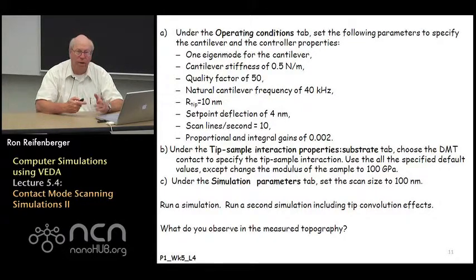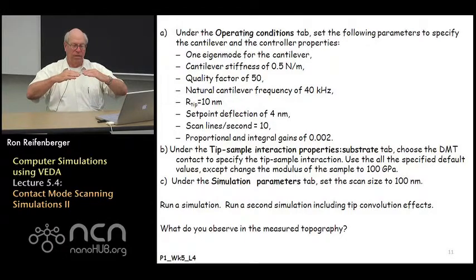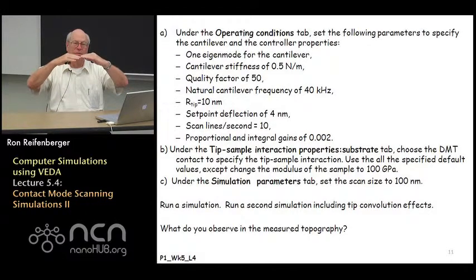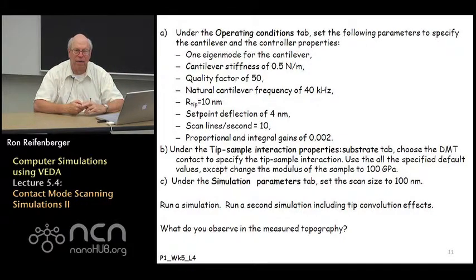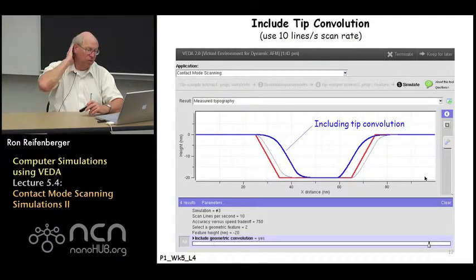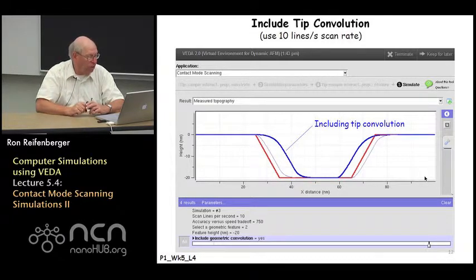For this case, I'm going to use 10 lines per second. I'm going to have a 2 nanonewton set point force. That's what the Z controller is going to move the substrate with respect to the tip in order to keep this 2 nanonewton force constant. It's going to do as good a job as it can, given these feedback parameters for the proportional and integral gains. So the results of this simulation I just show on this particular slide.